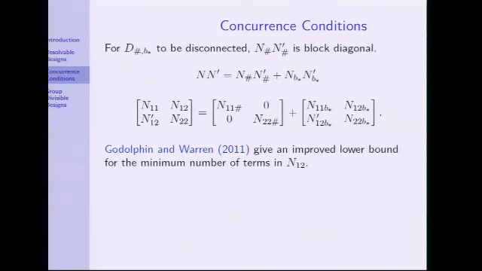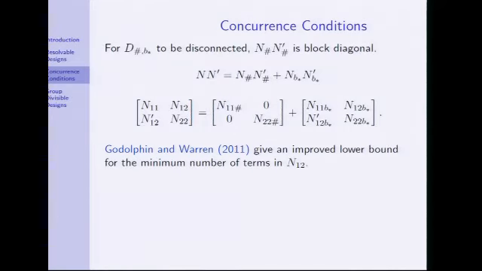And writing them as partition matrices. Now here I'm assuming I only get this form if my eventual design is disconnected, then N hash transpose has got to look like this. It's got to be block diagonal. And you can see that means that this part, N12, has got to be the same as N12B star.